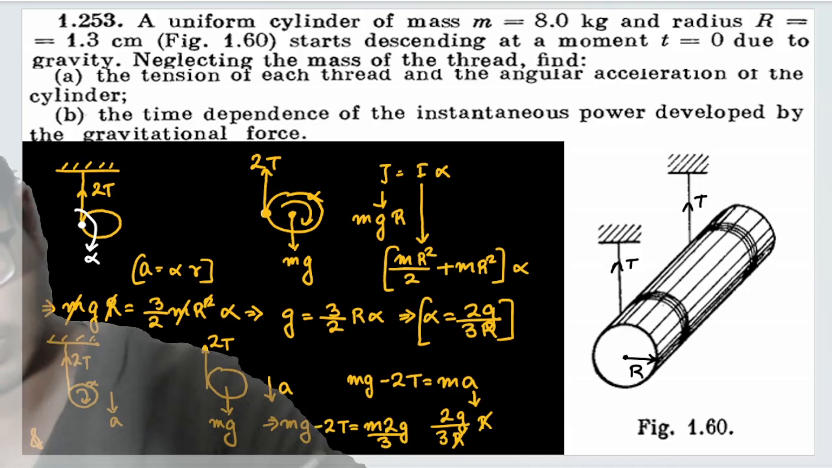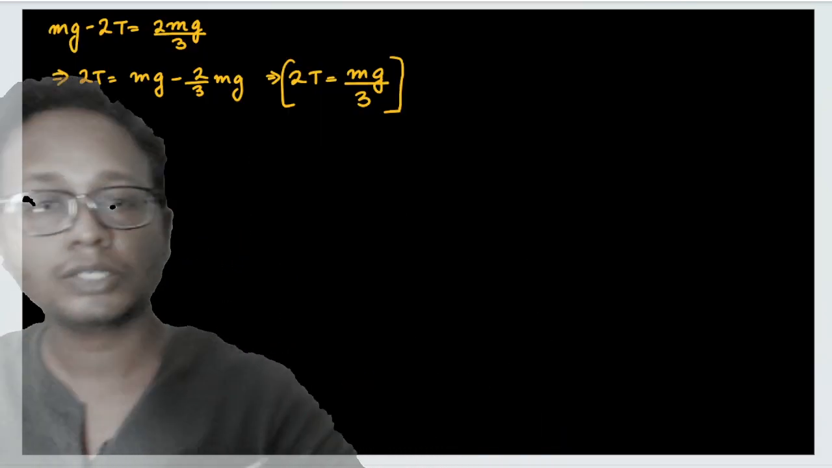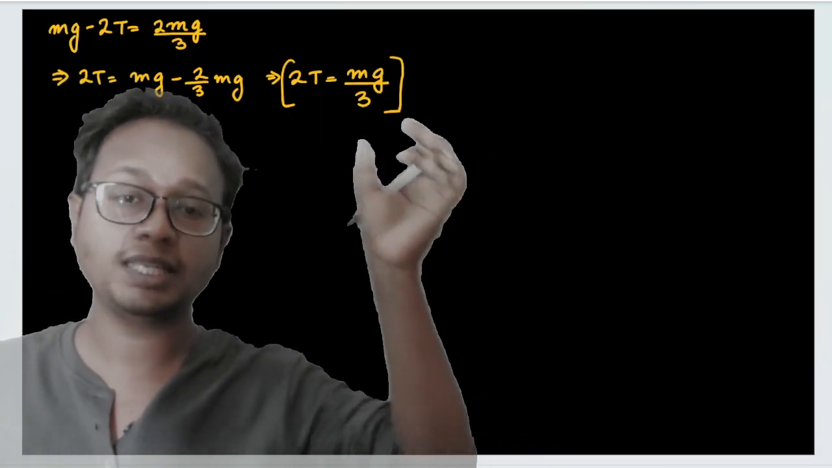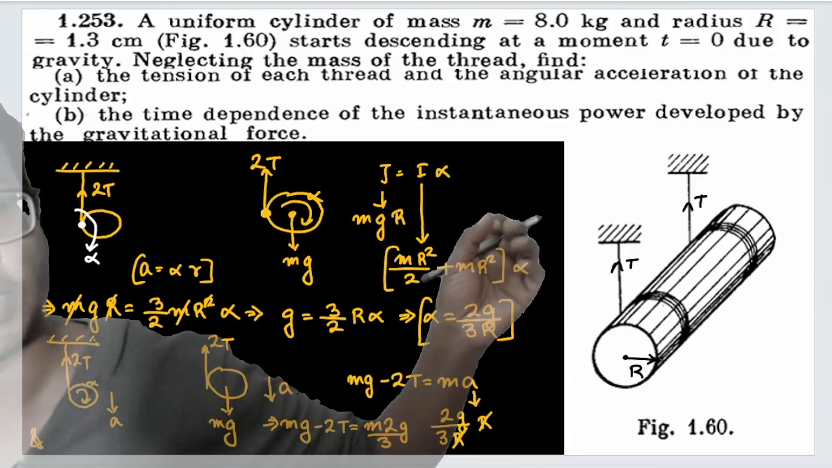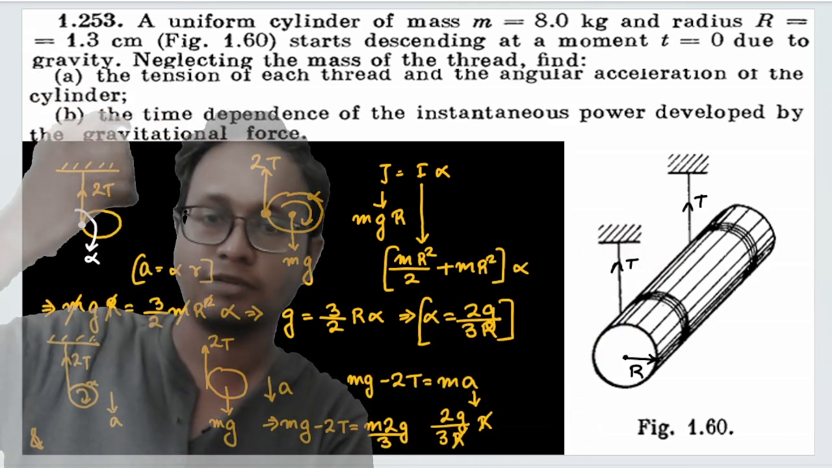Let me see out here. So the total tension force applied by both the strings is nothing but 2 mg by 3. Sorry, not 2 mg by 3, it's mg by 3. The tension force applied by this rope plus tension force applied by this rope is equal to mg by 3. This was the first part of the question.